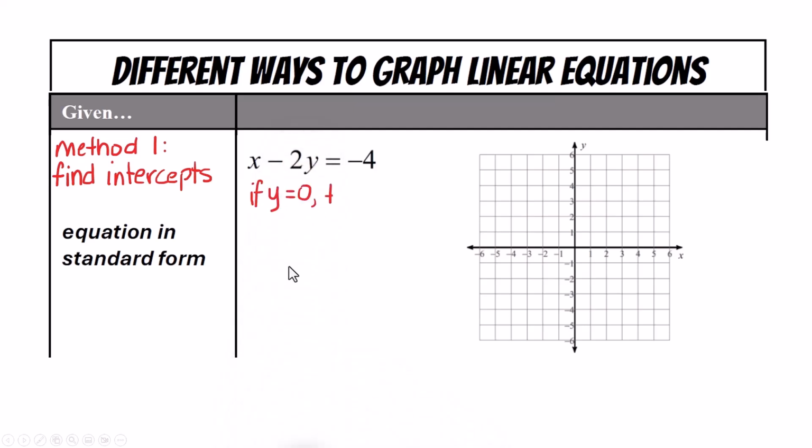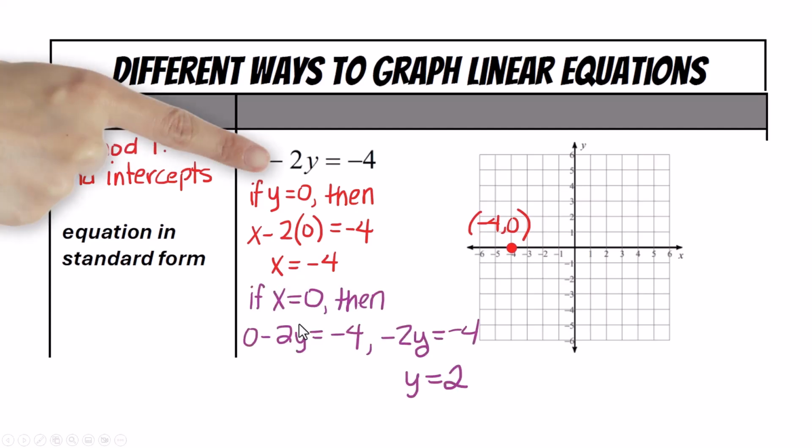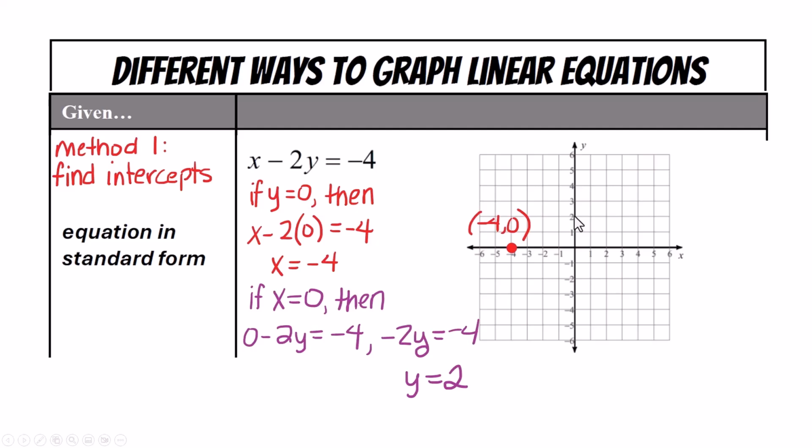Now to write that out, if y equals 0, then x minus 2 times 0 equals -4, and that just works out to be x equals -4. So your x-intercept is -4, and that would be right here. We need 2 points to graph. Right now we only have 1, so let's find the other intercept, the y-intercept. If x equals 0, that goes away then. You'd end up with -2y equals -4. Divide both sides by -2, and you end up with y equals +2. So our y-intercept is here, and then we can draw the line.